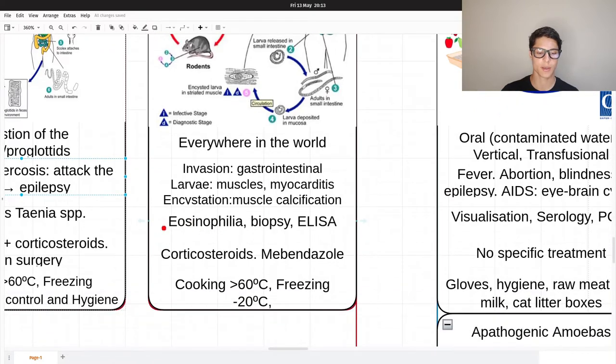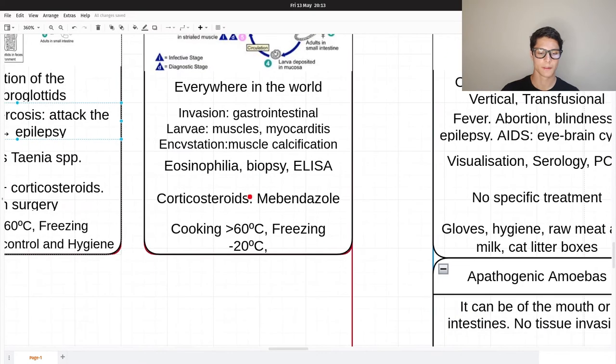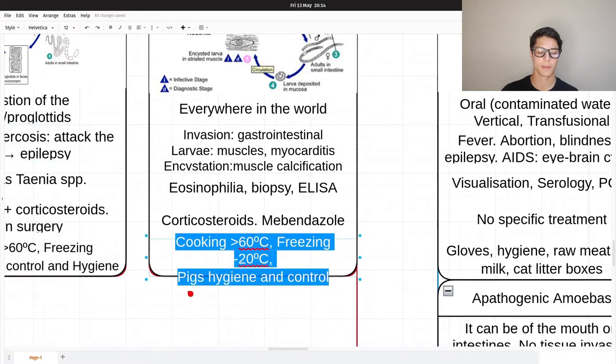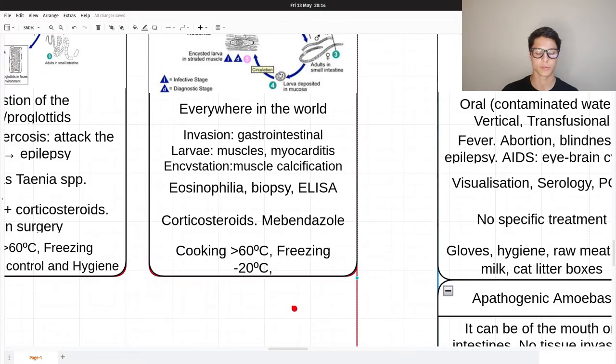The diagnosis is eosinophilia, biopsy, and ELISA. This is a serology test for antibodies, biopsy is a biopsy, and eosinophilia is the elevation of eosinophils in the bloodstream, so another serology there. The treatment is corticosteroids for lowering the inflammation, and mebendazole to try to kill the parasites inside our intestine. Prophylaxis: cooking and freezing, and pig hygiene and control. This is very important to prevent the transmission from continuing.